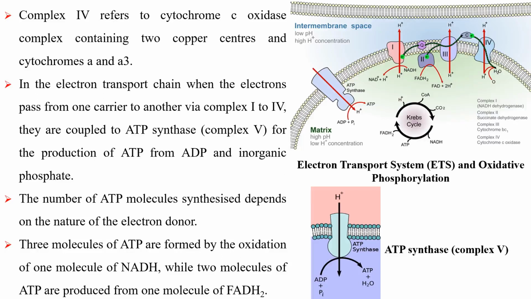In the electron transport chain, when the electrons pass from one carrier to another via complex 1 to 4, they are coupled to ATP synthase for the production of ATP from ADP and inorganic phosphate. The number of ATP molecules synthesized depends on the nature of the electron donor. 3 molecules of ATP are formed by the oxidation of one molecule of NADH, while 2 molecules of ATP are produced from one molecule of FADH2.